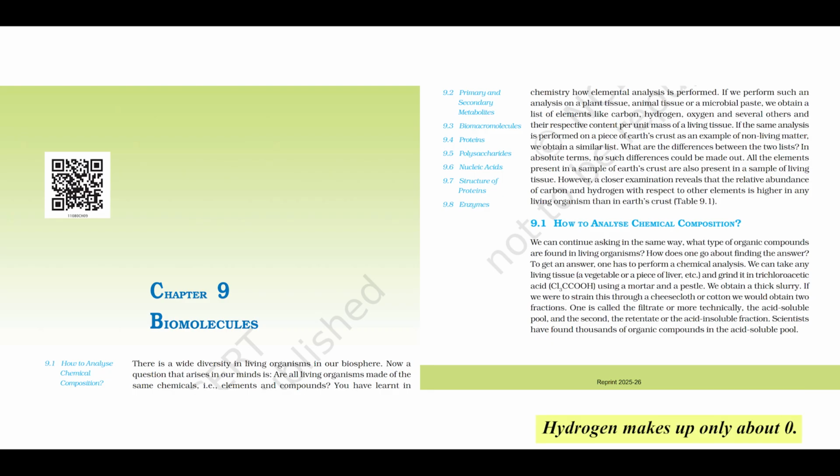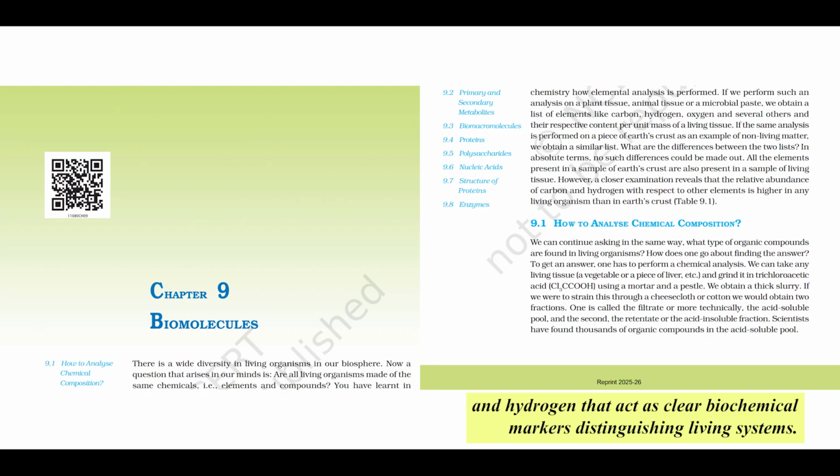Hydrogen makes up only about 0.14% of the Earth's crust. But in the human body, it's a huge 9.5%. Wow, big difference. Carbon is even more striking. It's just 0.03% in the crust, but a massive 18.5% in the human body. 18.5, wow. Oxygen is abundant in both, around 46.6% in the crust, 65.0% in humans, so it's high everywhere. But it's really the high concentrations of carbon and hydrogen that act as clear biochemical markers distinguishing living systems.